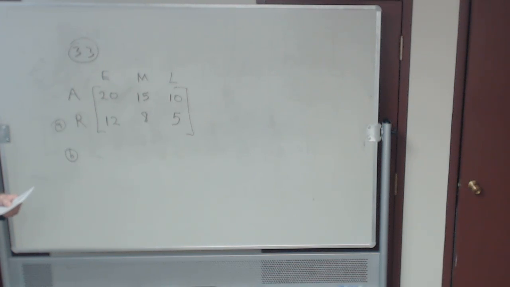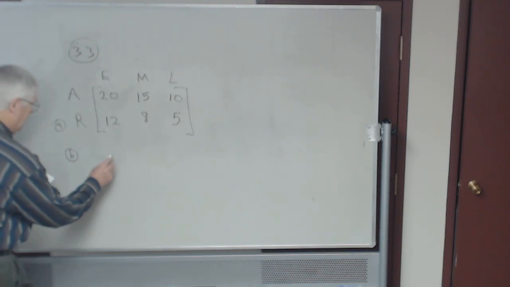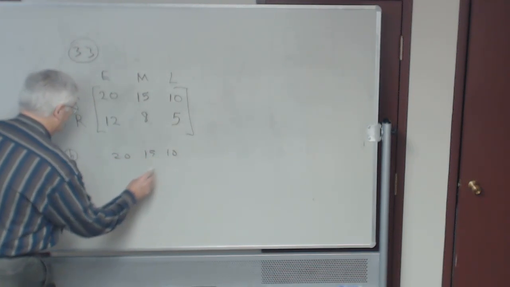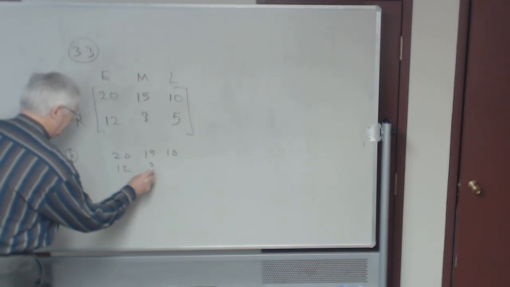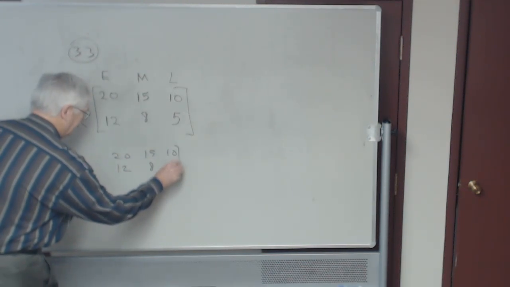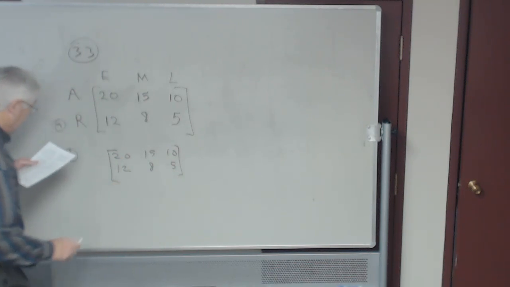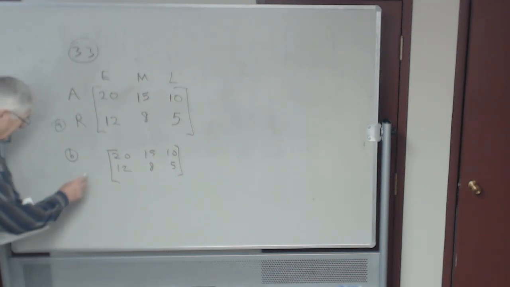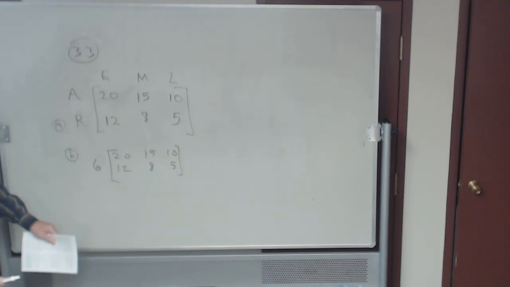What's it say to do? Use your answer for A. So that would be 20, 15, 10, 12, 8, 5. To obtain a matrix showing the total production for 6 months.